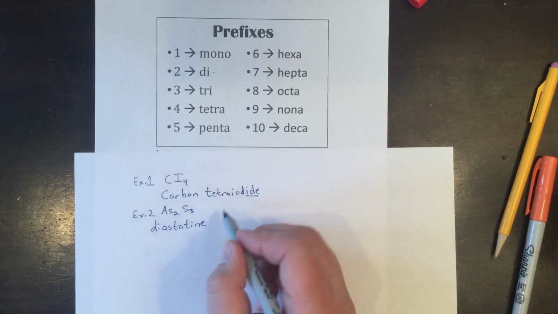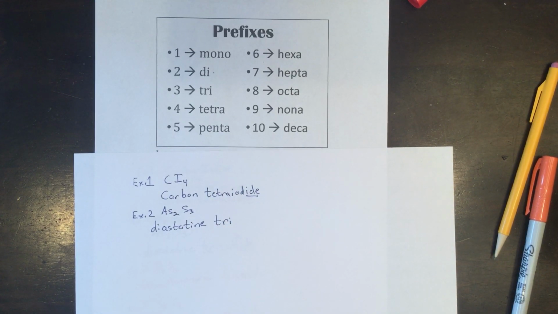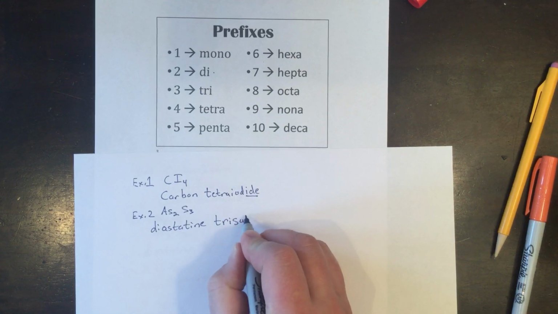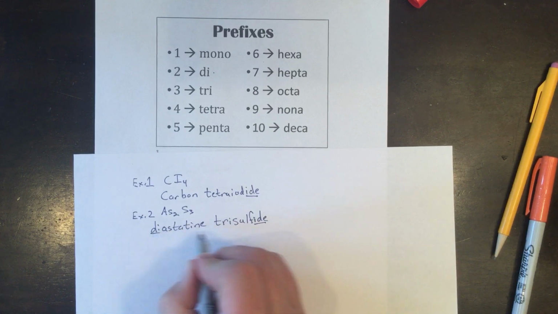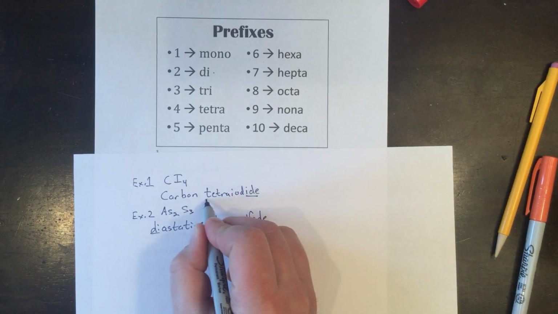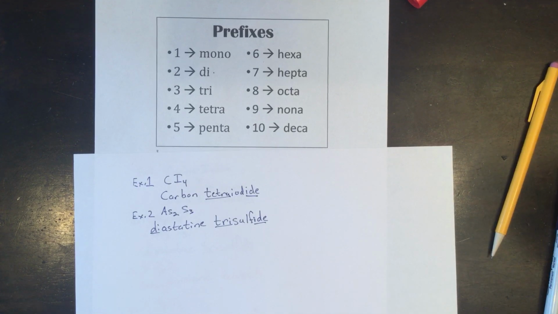And then we have 3 sulfurs. So it would be what was sulfur? Sulfide, yep. Okay. There's our first couple.